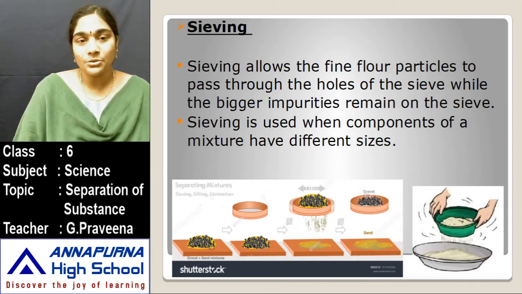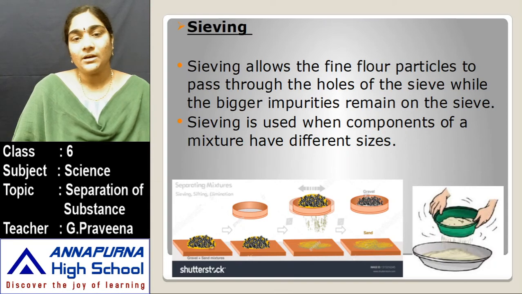So sieving is used when components of a mixture have different sizes. In the sense that the flour may consist of some stones or some impurities, or even some bran which is left over in the flour. To separate those unwanted particles during sieving, all the impurities remain on the sieve, whereas the fine flour particles pass through the holes of the sieve and are collected.